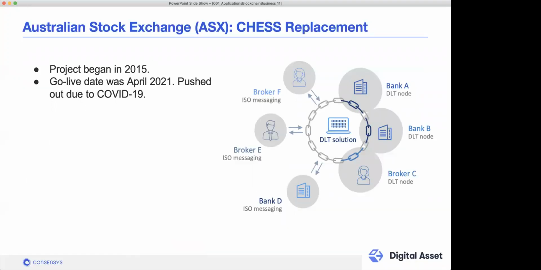One interesting aspect of this massive project is that it began in 2015. The go live date was going to be April 2021, but it's been pushed out due to COVID-19, so I'm not sure exactly when that's going to happen. The company that did the DLT solution for this is Digital Asset. I think it's quite enlightening to think that if you want to have a massive system in place that involves many, many parties, it's not going to happen in 6 months or a year. It's going to be a multi-year project.